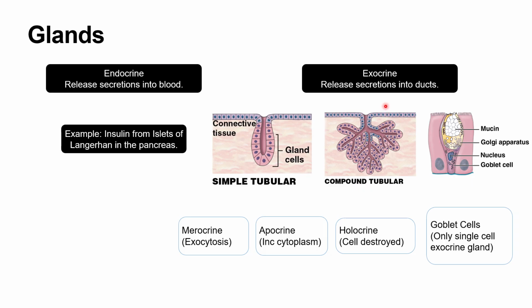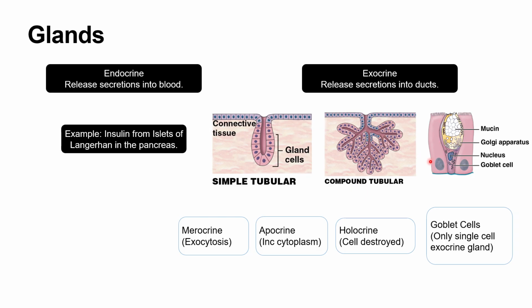This is contrasted to our exocrine glands, which are the ones that release their secretions into ducts. We're going to be talking about a couple of different types of exocrine glands here, and we're going to start off with morphology. So we have a simple tubular gland. This is our type of gland that has simply one duct in it. And then we have what are called compound tubular exocrine glands. These are the type of glands that have many different ducts present.